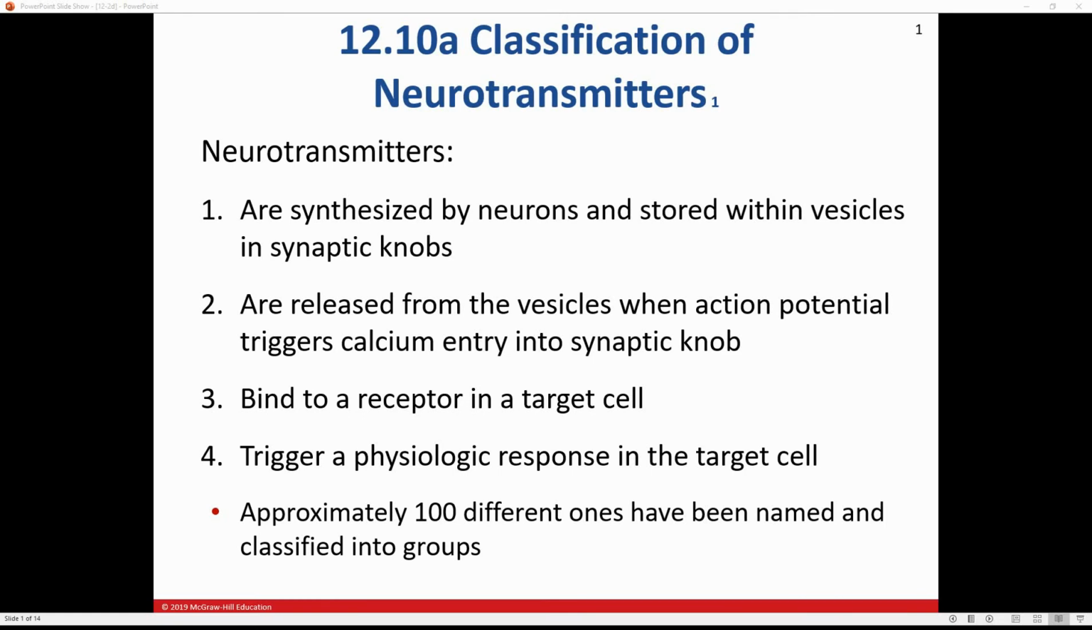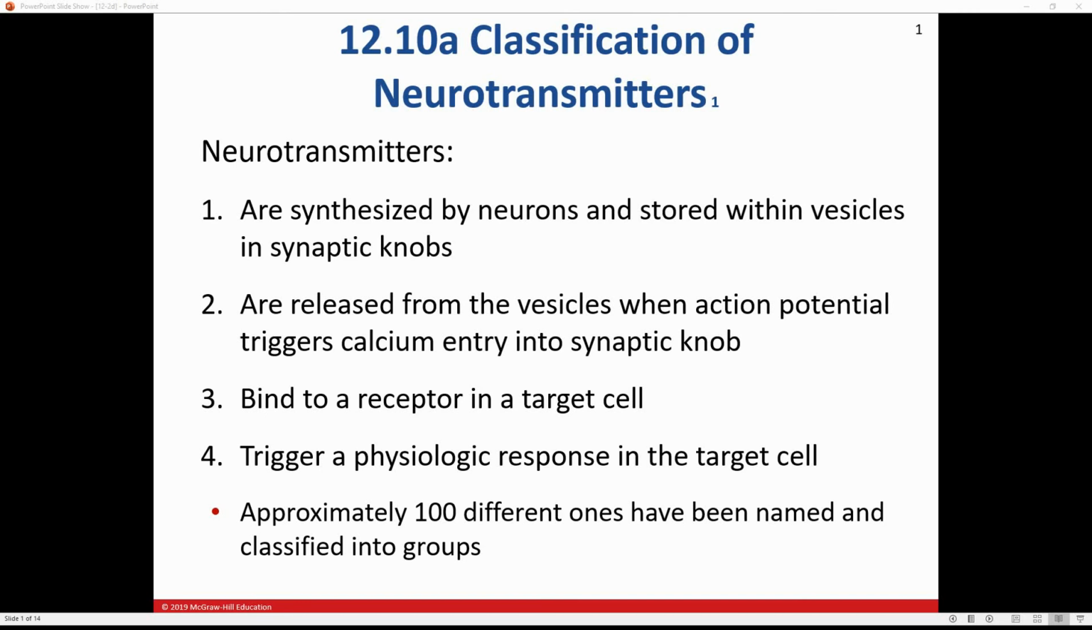So the neurotransmitters that are released into a synapse are all synthesized by our presynaptic neurons and stored within vesicles inside our synaptic knobs. When the synaptic knob is triggered through an action potential, then that synaptic knob is going to release the neurotransmitter, and that's going to diffuse across our synapse and bind to our postsynaptic neuron. This is going to trigger some kind of physiologic response in the target cell.